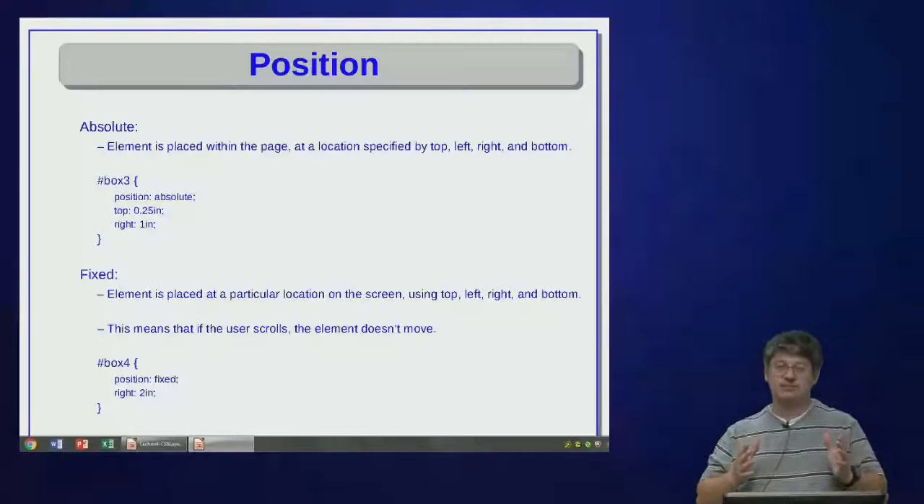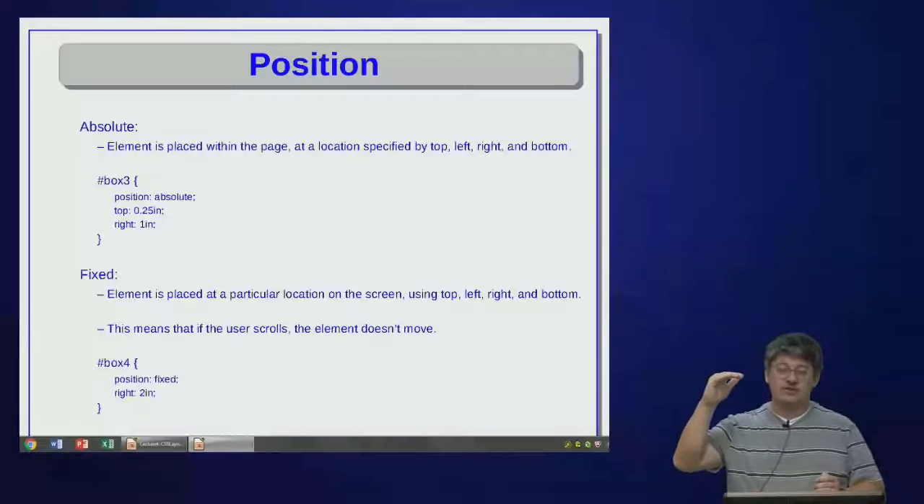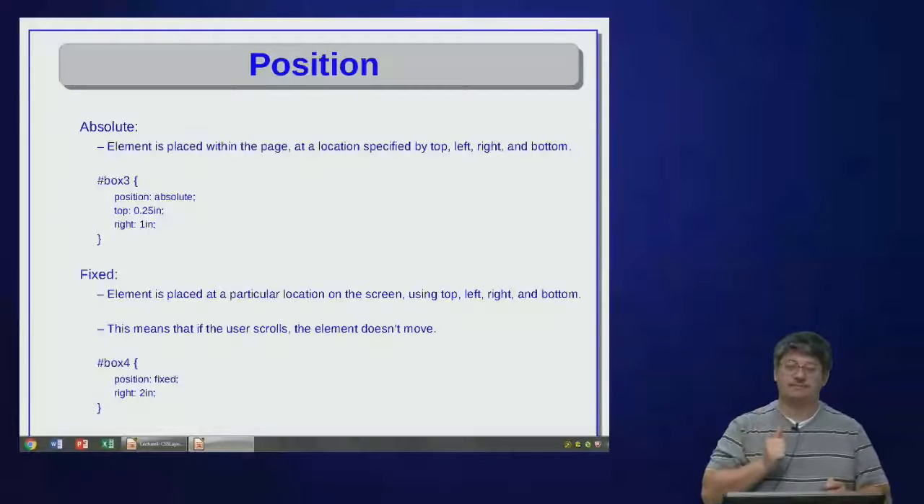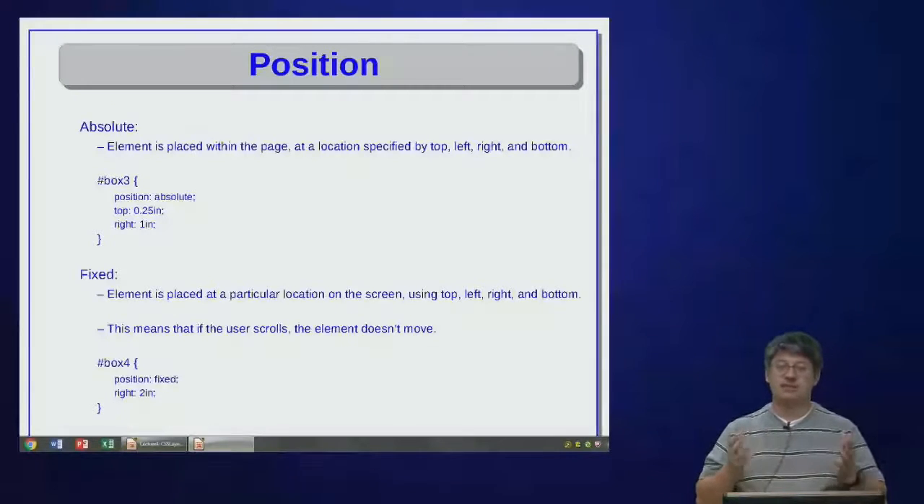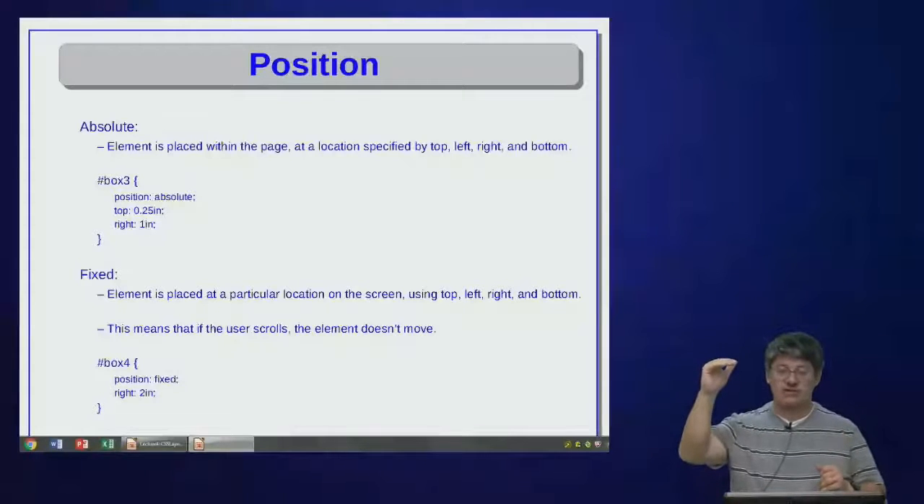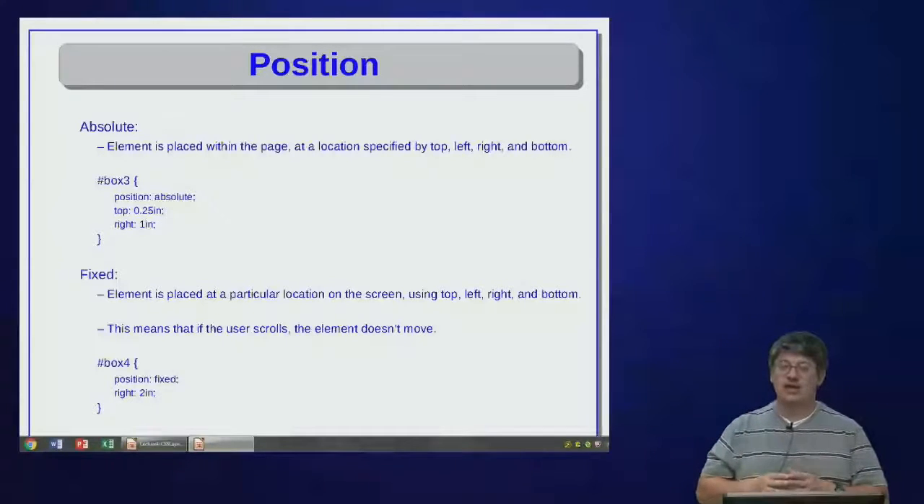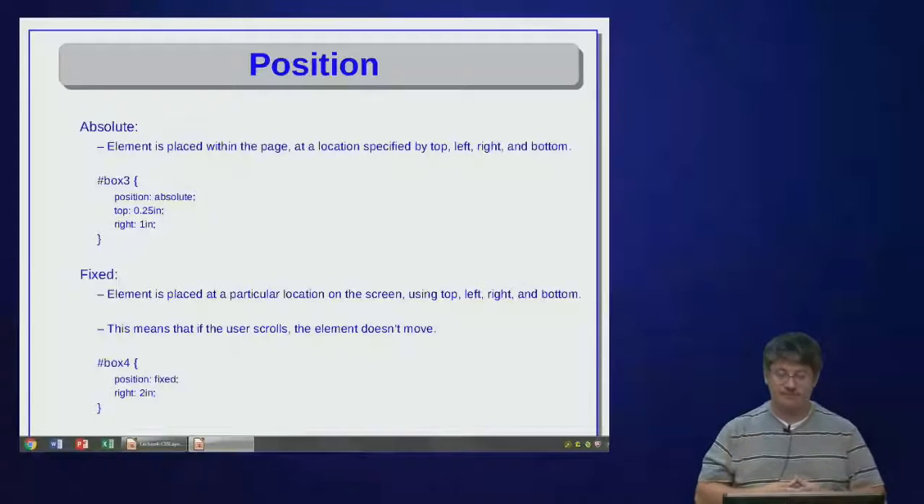So if I use absolute positioning, I can say, for example, position an element 1/4 inch from the top and 1 inch from the right. So in this case, I'm applying that style, 1/4 inch from the top, 1 inch from the right, to any element with ID box 3.